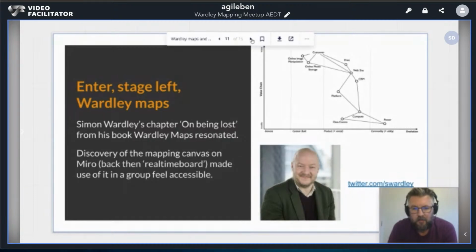A little bit further on, I discovered the mapping canvas, which back then I think was on RealtimeBoard, which is now called Miro. And it seemed like this might be something we could do within a group, within a workshop, which would help build up a shared view of what our actual situation is. I've shared Simon Wardley's Twitter link there.